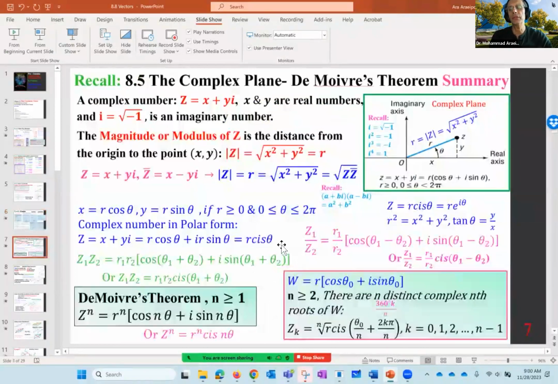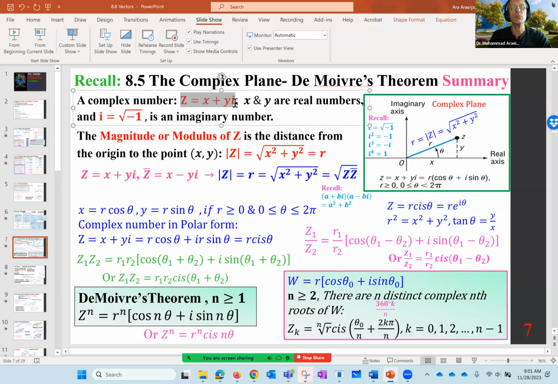Complex plane: we have the x-axis representing the real axis, the y-axis representing the imaginary axis, and the concept of a plus bi, or x plus yi, that is a complex number. Reminding everyone that i is the square root of -1. i squared becomes -1, i cubed becomes negative i, and i to the power of 4 becomes +1.